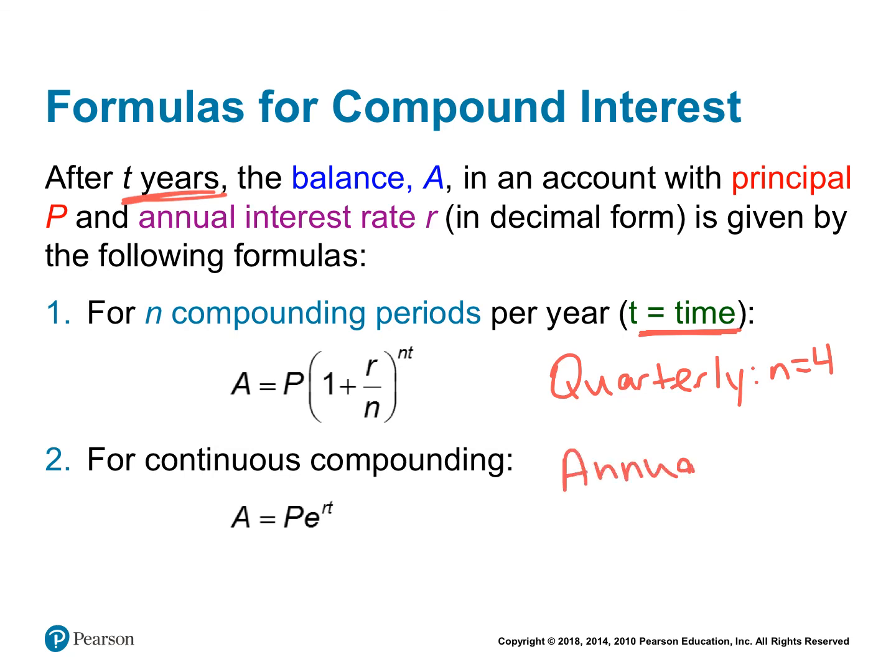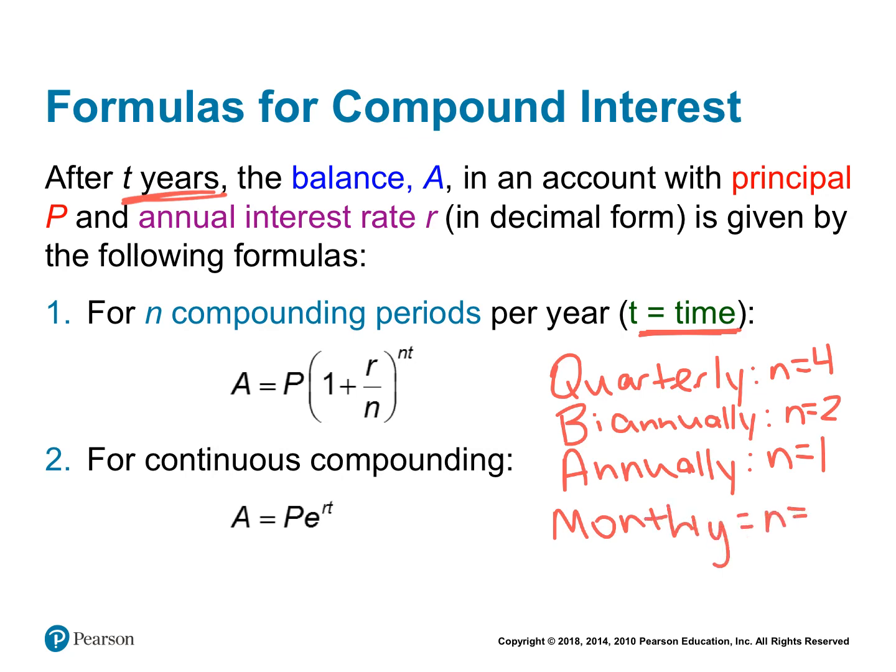Annually just means 1. If you say biannually, or twice a year, that means n equals 2. Monthly, n would equal 12 times a year. Then continuous compounding means it's compounding constantly. It's P times e to the rt. So first you have to decide which equation you need to use depending on the situation, and then you can just substitute your numbers in.